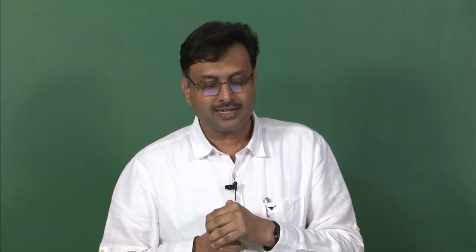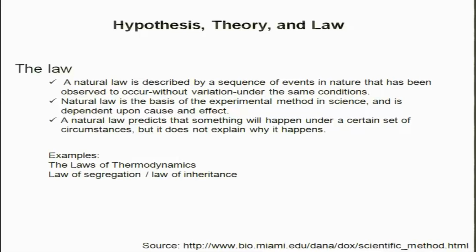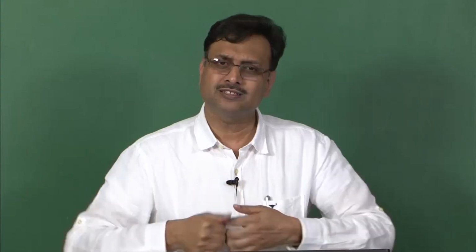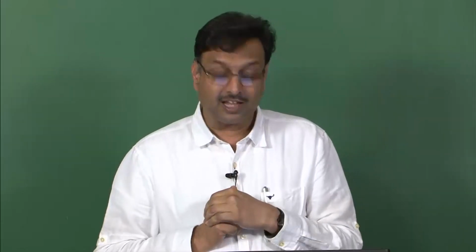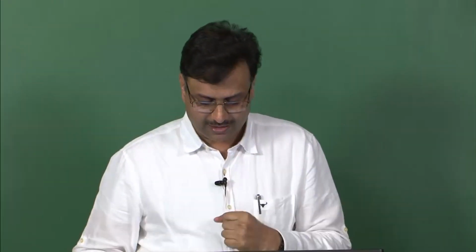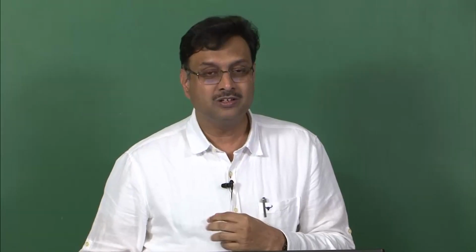A natural law predicts that something will happen under a certain set of circumstances, but it does not explain why it happens. It is possible that it doesn't really explain why it happens, but it does explain that it will happen. Then you call it a law. The laws of thermodynamics, Mendel's law that we gave as example, all these began as hypotheses, but time tested, repeated, tested by many. Now you know all the parameters, you can predict and it will exactly happen, given the parameters are correct. Therefore now you call it a law, because invariably that will happen if the conditions are right. So this is what it is.